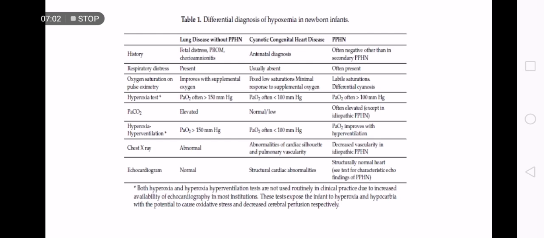For the hyperoxia test, I have to stress that it has to be done with endotracheal intubation of the baby and supplementation of 100% oxygen or more by ambu bagging or by neopuff or whatever.